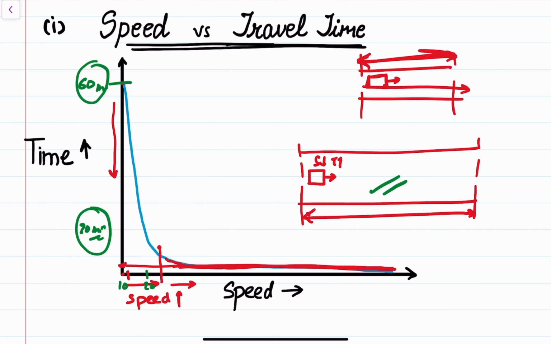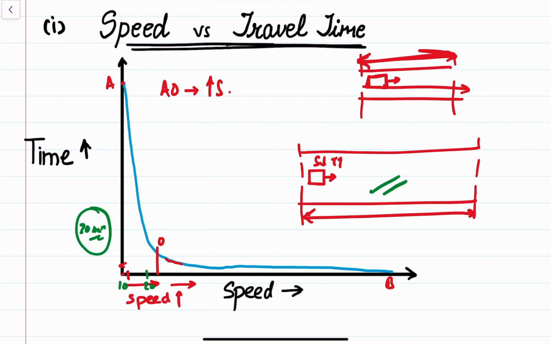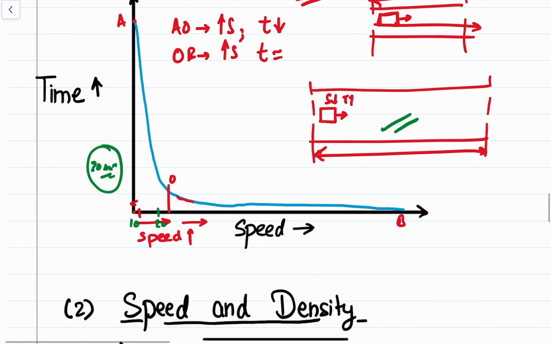Okay, so the relationship between the speed and travel time is shown in the graph here. Up to a certain point, let's say the point is O, and this is A, B. So till AO, with increase in speed, the travel time decreases, and after O, in section OB, even if the speed increases, the travel time remains the same. Okay, so that is the first relationship, between speed and travel time.